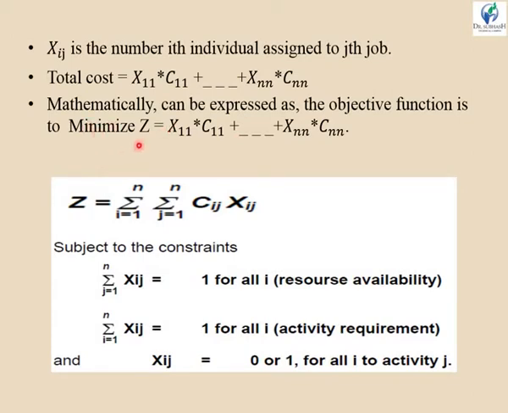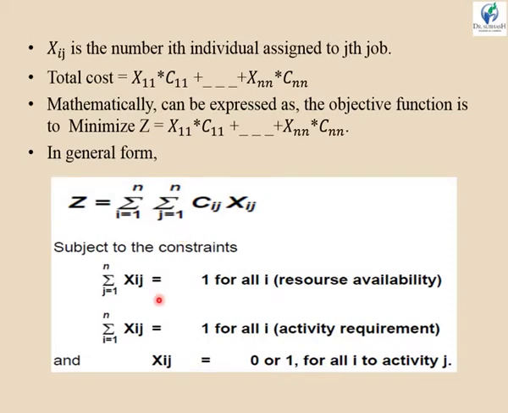The objective function is denoted by Z. Our objective will be to minimize Z, and the general form is x11 into c11 plus and so on, plus xnn into cnn. So Z is equal to sigma i equals 1 to n, sigma j equals 1 to n, Cij Xij. This gives the objective function, where Cij is the cost of performing the task, and Xij is the number of individuals assigned to the job.